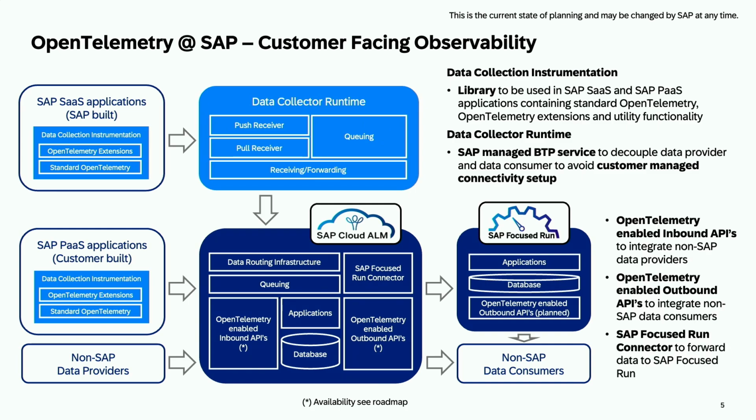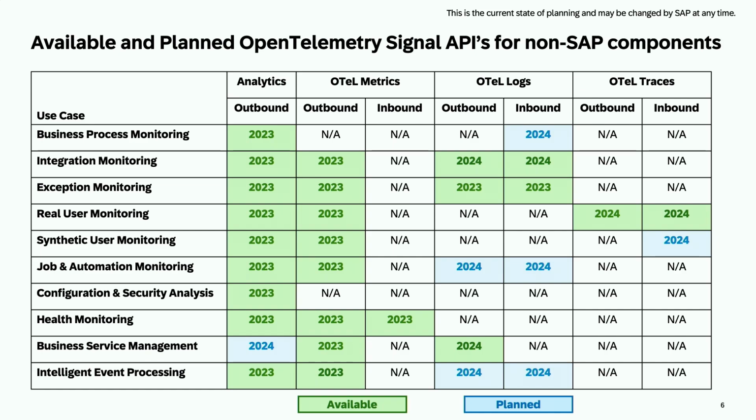Besides this, on the inbound side and the outbound side, we also have OpenTelemetry-enabled APIs, which help non-SAP products send us data or retrieve data for non-SAP infrastructures. For this, we have now provided the APIs. As you see, we are relatively complete. On top, you see the different OpenTelemetry signal types and analytics APIs, and step by step, we fill the gaps.